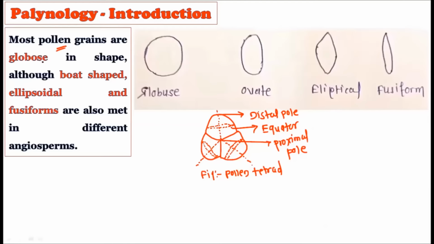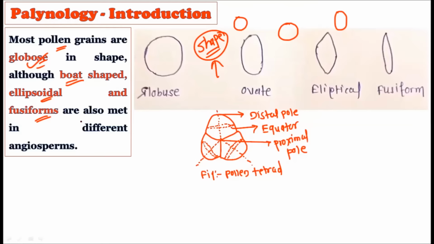Now consider the introductory points. Most of the pollen grains are globular in shape. In general, when you see a pollen grain, it will always be seen as a rounded to oval structure, that is the globule structure. But this is not the case for every pollen grain. If you go through angiospermic plants, different kinds of pollen grains can be seen, because every species has its own type of pollen grains, showing different shapes. For example, boat-shaped, ellipsoidal, and fusiform pollen grains are found in different kinds of angiosperms.